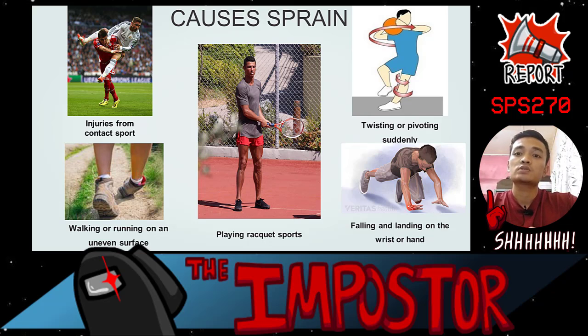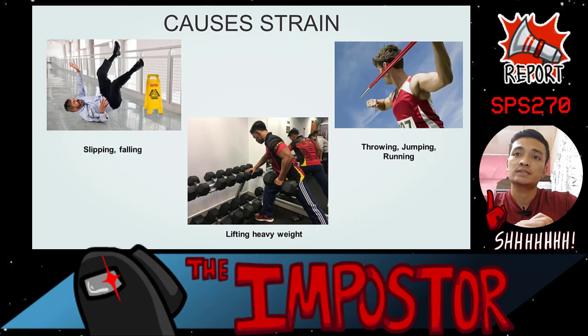Next is what causes a strain. First is slipping and falling, which can injure your muscle when you fall. Next is any sport that requires throwing, jumping and running. When you use that muscle repeatedly, it can cause a muscle strain. And next is lifting heavy weights, which can make your muscle overextend and cause muscle strain.